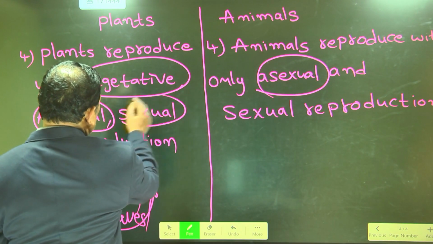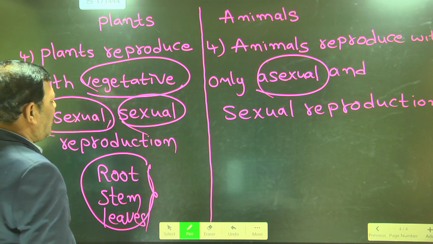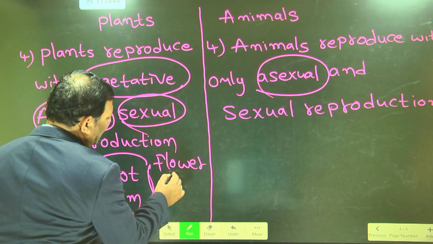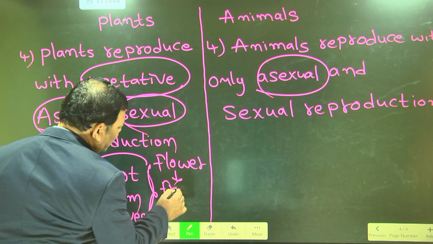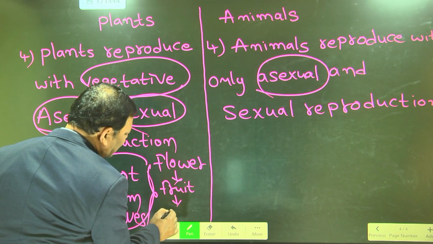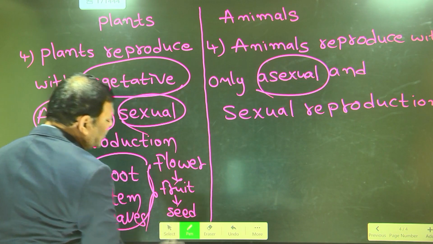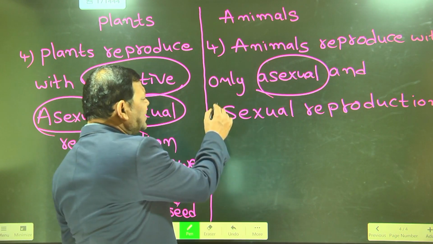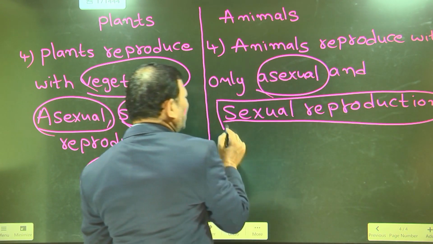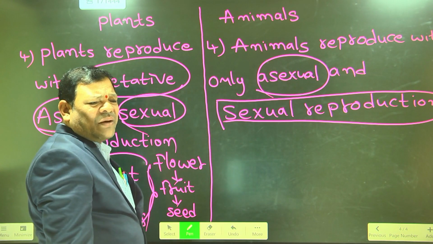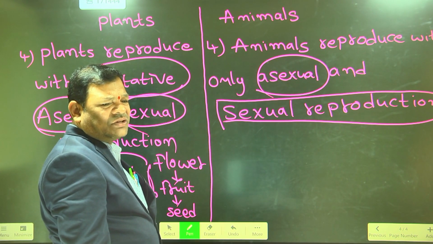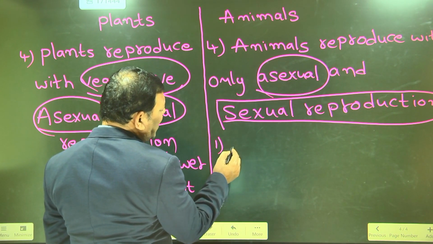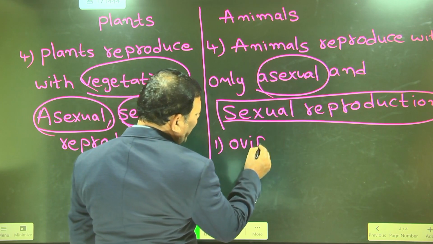What about sexual reproduction? The sexual part of the plant is the flower. That flower turns into fruit, and the fruit turns into seed, which gives rise to a new plant. In sexual reproduction, fusion of the male gamete and female gamete takes place. There are two types of reproduction in sexual reproduction. One is oviparous.